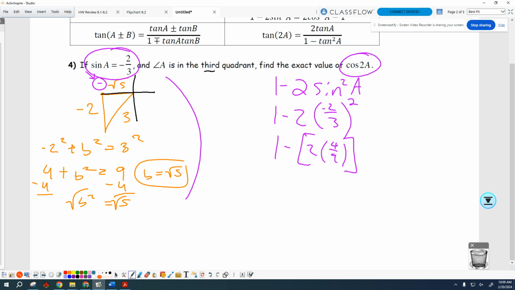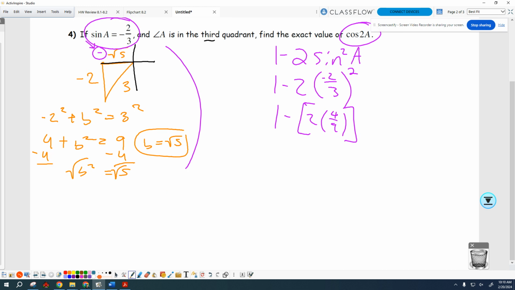Okay, a lot of arithmetic. Joey, how do I do the 2 times 4 ninths? It'd be like 2 over 1 times 4 over 9. So it's 8 over 9. Okay, how do I do 1 minus 8 over 9? 1 is 9 ninths minus 8 ninths, so you get 1 ninth. Okay? Alright. So turn the sheet over.